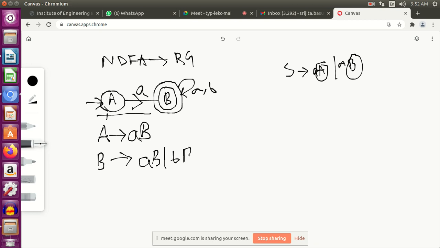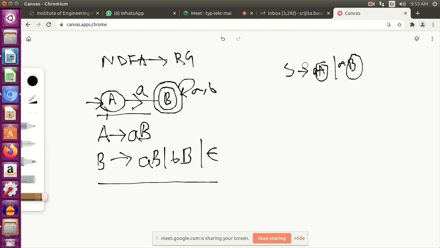And one more important thing, since this is a final state, for any and every final state you need to add epsilon in the grammar. Any NFA or DFA where you have a final state, in the production rule of that state in the grammar you need to add an epsilon. Okay. So this is the straightforward right linear grammar for this NFA. As you can see, all the non-terminals are present on the right hand side.